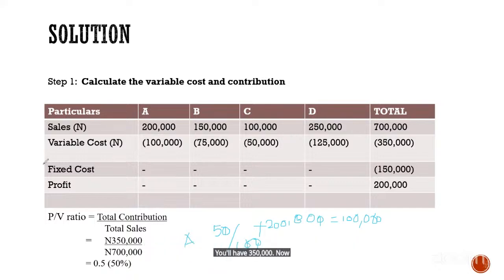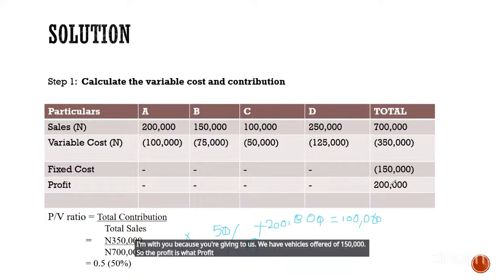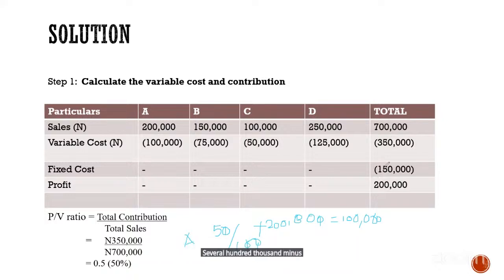Now, this is the fixed cost. How much is the fixed cost given to us? We have a fixed cost of 150,000. So the profit is 200,000. How did you get that? 700,000 minus 350 minus 150 will give us 200,000.